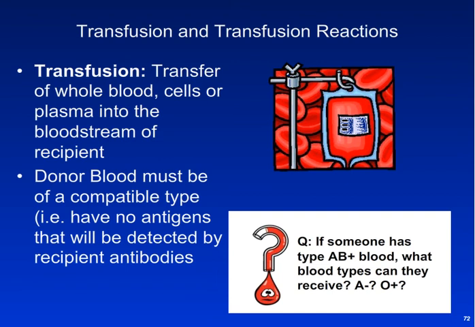So given this, I'm going to give you the following question. If somebody has type AB positive blood, what blood types can they receive? Can they receive A negative? Can they receive O positive?